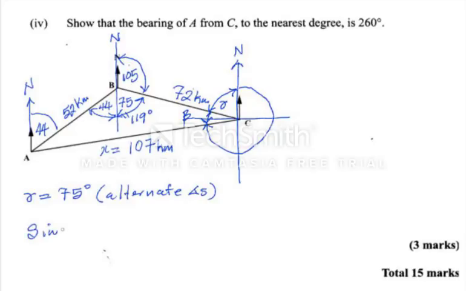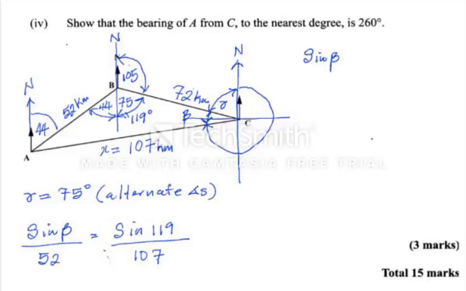Sine beta over the side that is opposite from beta, which is 52, is equal to the sine of the only other angle in the triangle, 119 degrees, over the side that is opposite to that, which is 107. If I multiply both sides by 52, I'm going to get sine beta is equal to 52 sine 119 divided by 107.